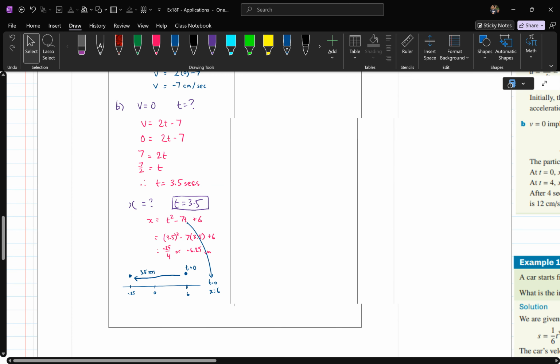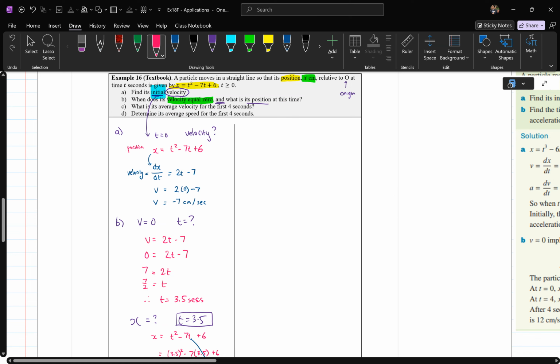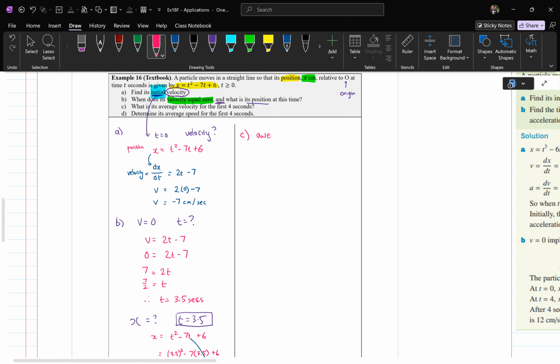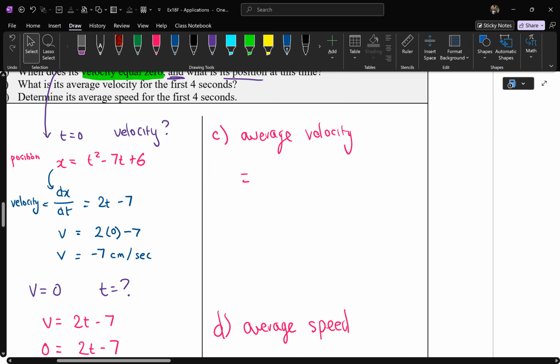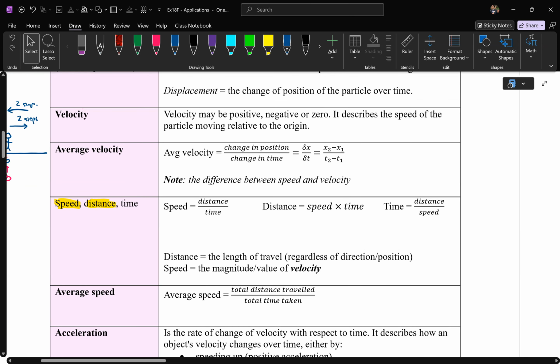Let's see. What else do we also have? Determine its average speed for the first 4 seconds. Oh no, so C. What is its average velocity for the first 4 seconds? So average velocity versus average speed. All right, key difference between the two. Velocity and average speed. If you flip back to the first page, I already put a note here for you.